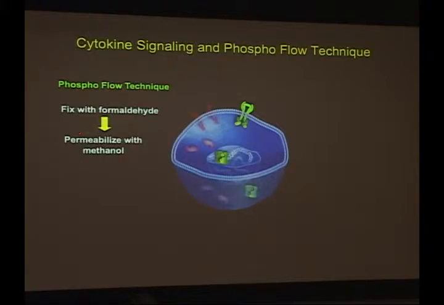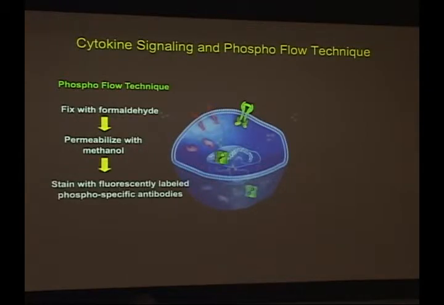The next thing that we typically do, although there are different methods, is permeabilize with methanol. You need some way to basically get your antibodies inside your cell, right? So the cell is fixed. Fixation on its own maybe permeabilizes a little bit, but not a whole lot. So you need some way to get your antibodies in, and so we typically permeabilize with methanol.